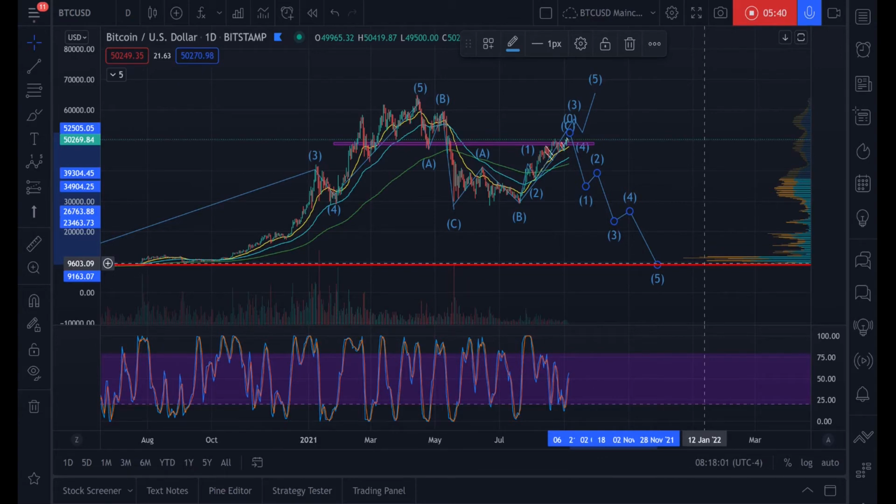It just doesn't make any sense. We've never had a correction like that in Bitcoin's history where you basically come below the previous all-time low. And not only that, it just shows no momentum.